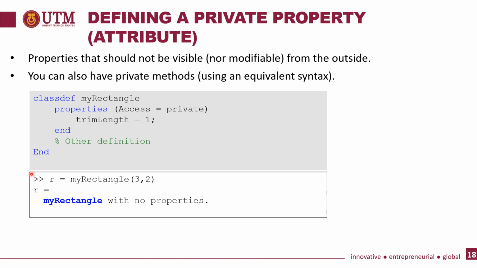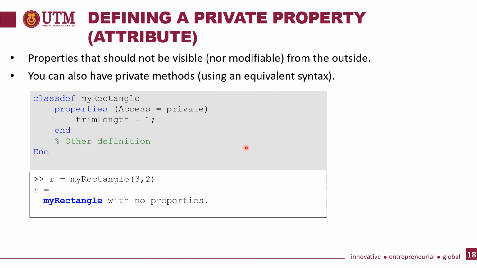When you initiate an object R with myRectangle, it will show you myRectangle with no properties. Actually, it has one property here, trim length, but because you have already defined it as private, MATLAB will not show any property which has been initialized as private. If you do not initialize these properties as private, it will show here: trim length equals 1. So this is how you can initialize your private property. The properties that you don't want other people to see are not visible from the outside, so they can only be seen inside the class definition.